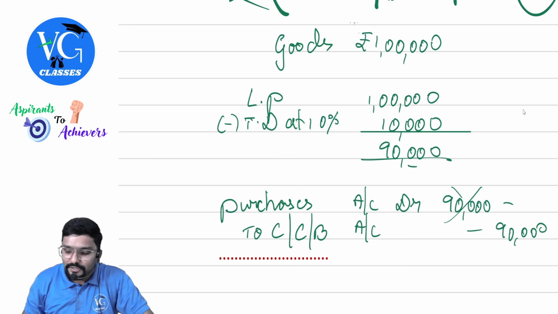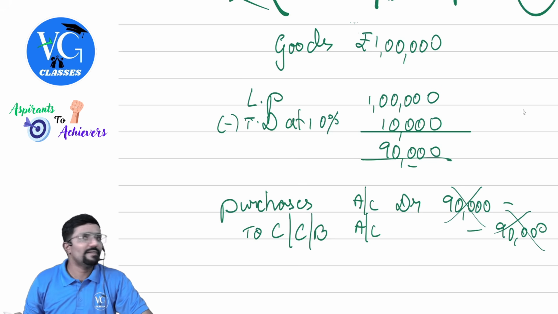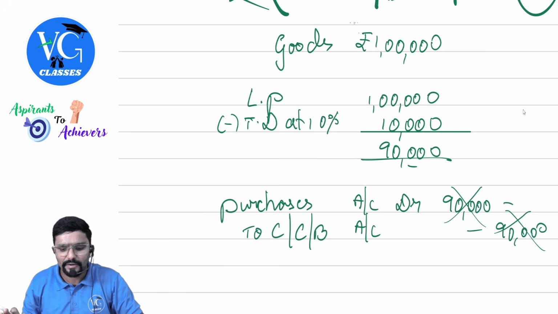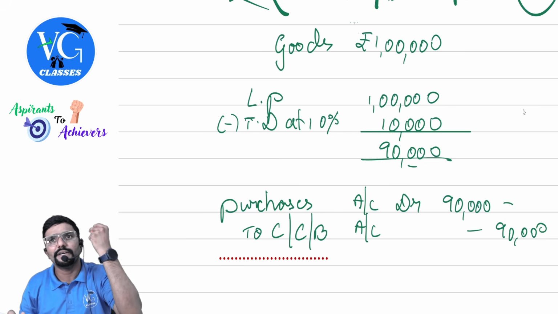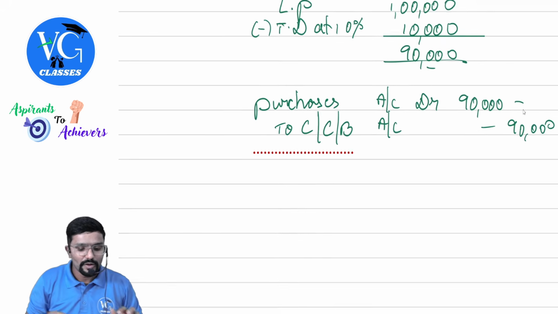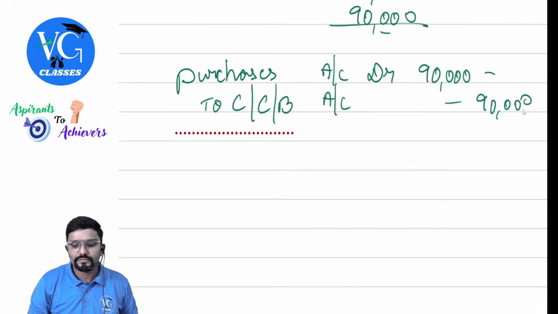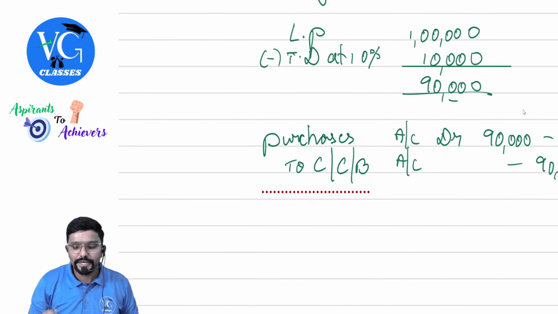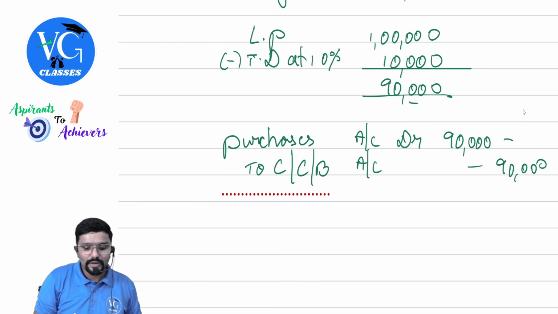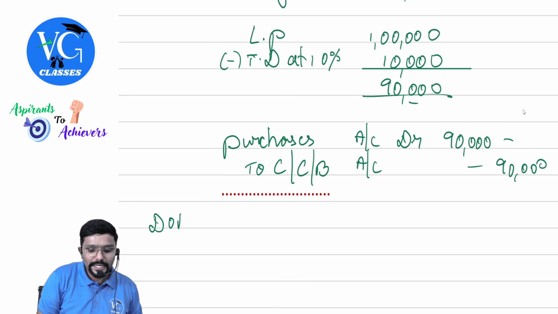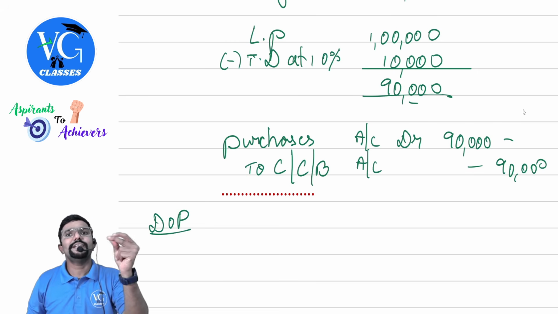Now will I go and scratch my purchases and record at 5% less? No. I have already recorded it at the date of purchase itself. So now what do I do? On the date of payment, what is the entry I will pass?